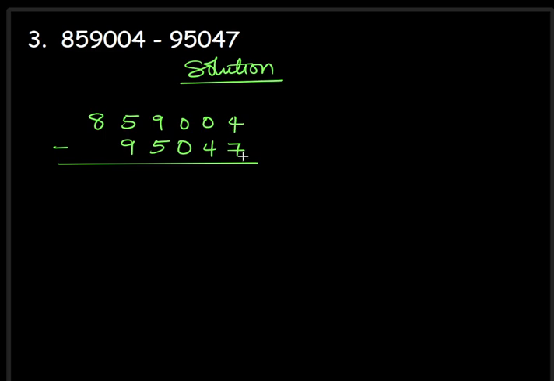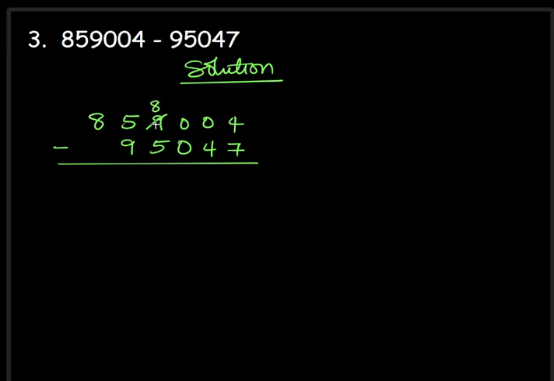This is 4. 4 minus 7 cannot. So we should check the next digit, but the next digit is 0. This one too is 0. So we have something here. You don't come and borrow from 8 because we take it digit by digit. So this 9 can give something out. So we borrow from 9, and that will reduce it to 8.